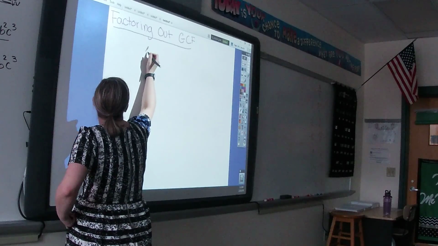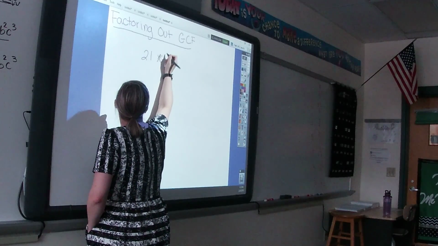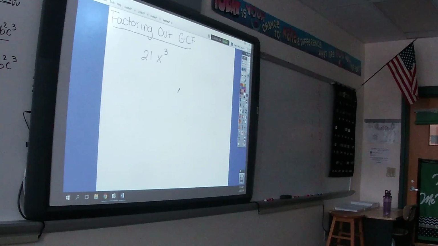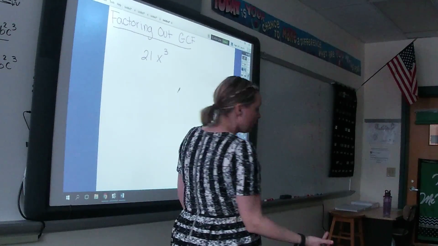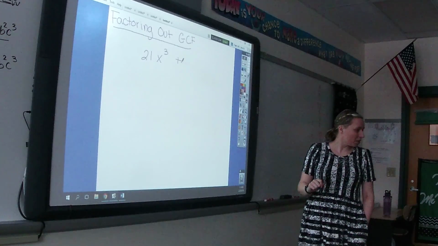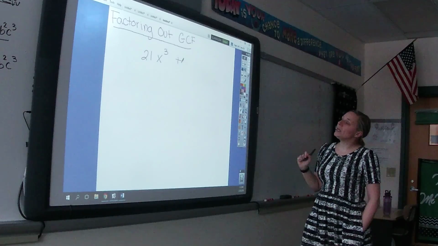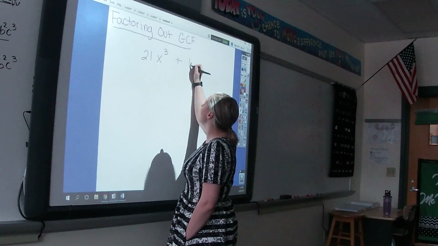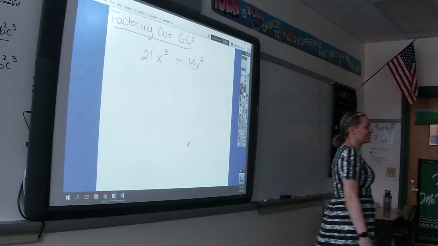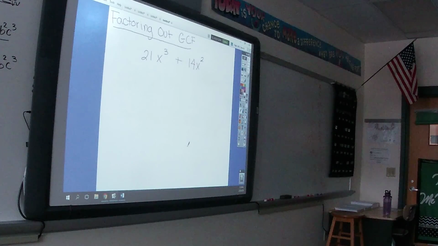So let's say we have something like 21x to the third. Okay, but today instead of saying "and" and then giving another number, I'm going to put an operation in here and turn it into a polynomial. So maybe we have 21x to the third plus 14x squared.